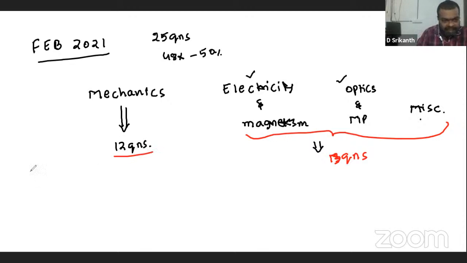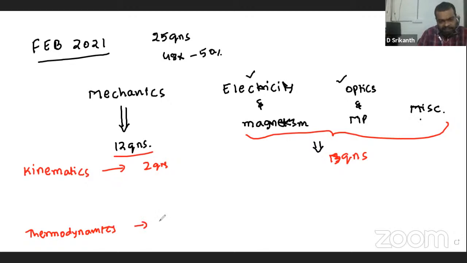let us consider initially the kinematics: motion in a straight line, motion in a plane, and then vectors. In that, we'll get 2 questions. And the last chapter, that is thermodynamics. I'll consider thermodynamics; we'll have 3 questions.